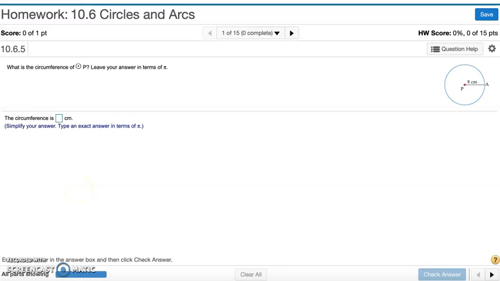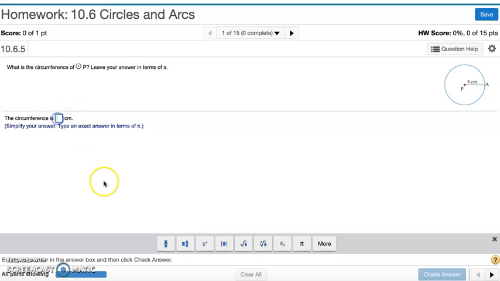10.6. Circles and arcs. Number 1. What is the circumference of circle P? Leave your answer in terms of pi. Well, the formula for the circumference is 2 pi r. So r is the radius, so 2 times 8 is 16. It says type an exact answer in terms of pi, so we type in 16 pi.